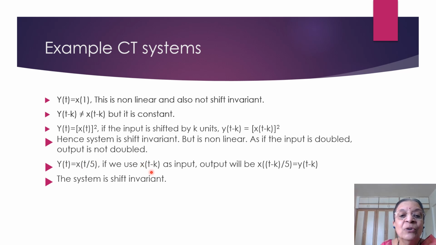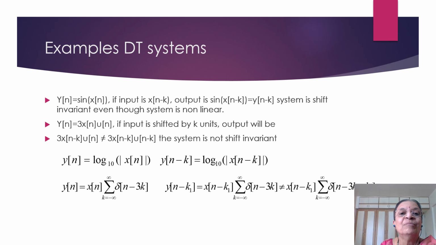Now consider y(t) is equal to t by 5. In this case, if I use x of t minus k as input, what will be the output? Output will be x of t minus k by 5. So it is the same as y of t minus k. So in this case, again the system is time invariant or shift invariant.